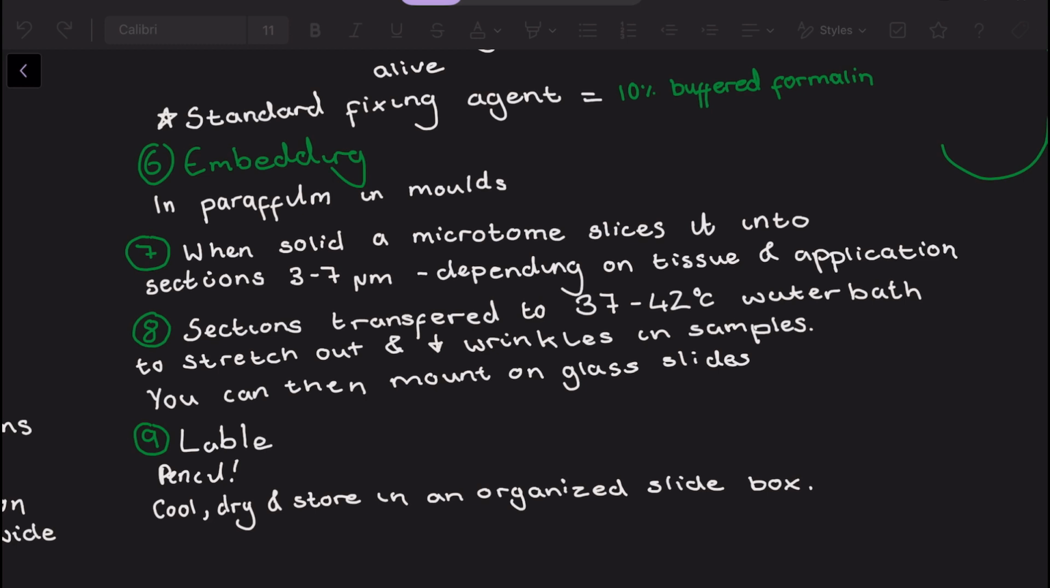You then label the slides in pencil, and voila, you have a biopsy sample on a slide for you to look down a microscope at. It's also very important to remember that this is human tissue, so the Human Tissue Act stands for its use. But diagnostic and forensic procedures tend to have special exceptions from the HTA rules.